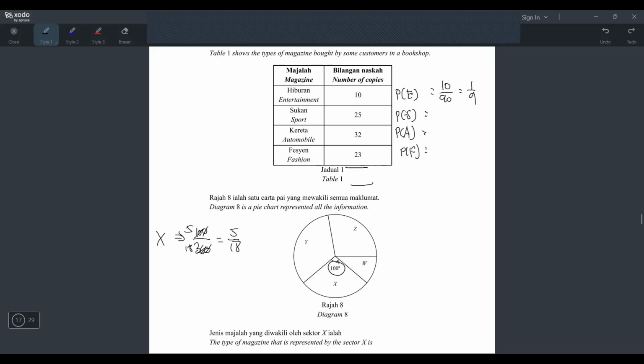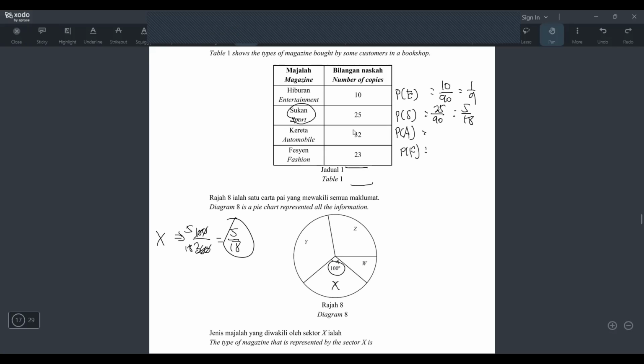What is the probability of sport? You take the number of sport, divide by the total. Number of sport is 25, total is 90. So what is 25 over 90? Let's press it in my calculator and let it simplify for me. 5 over 18. So I know the answer already. 5 over 18 is the same as this one, right? So X is the sector for sport. So the answer is sport.